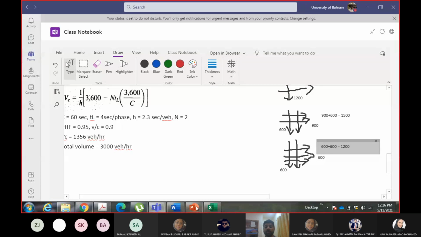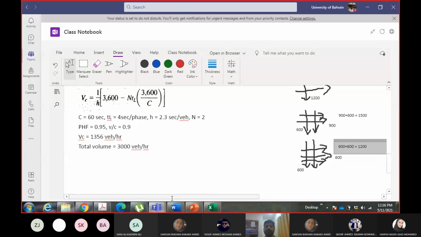So now, is it below the maximum value? Yes, it is. Maximum is 1356. Now the actual VC is 1200 only. So I can stop at this design that in the east-west direction I will have 3 lanes, and I will have 2 lanes in the north-south direction. Okay, this is my final design.